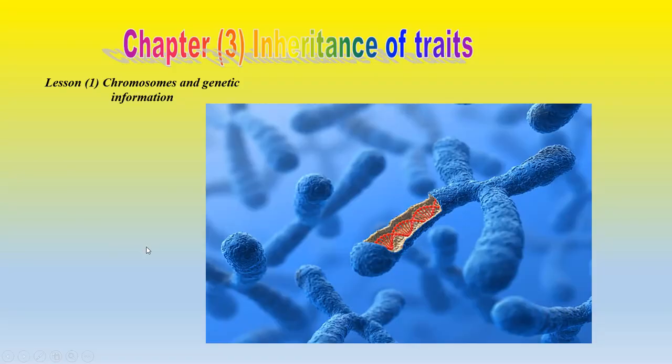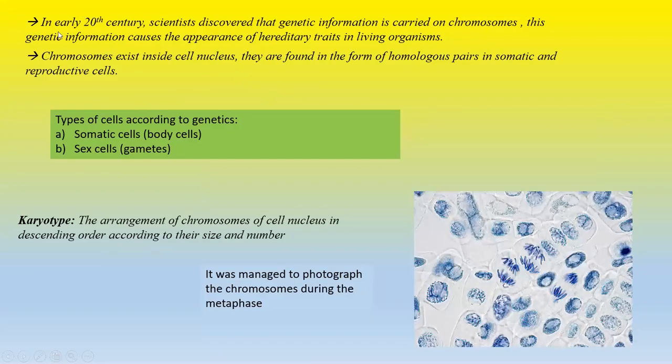So let's go. In the early 19th century, the scientists discovered that the genetic information is carried on the chromosomes. Genetic information is anything that is specific for this species, for this organism, and it is carried on something called chromosomes. These chromosomes cause the appearance of the hereditary traits in the living organism. It means they are what let me know the hereditary traits of that organism.